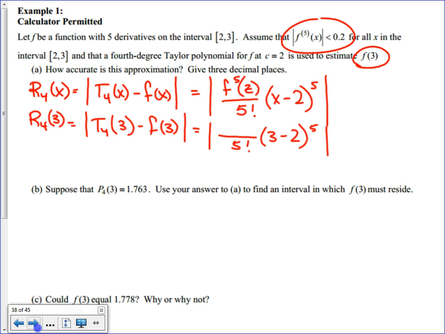What is the fifth derivative of f bounded by? What is the maximum value? 0.2. And then I would plug and chug. 3 minus 2 is obviously 1. 1 to the fifth is what it is. 0.2 is 1/10. 1/10 times 1 over 5 factorial ends up with an error bound of, I put before, I'm going to put plus or minus.